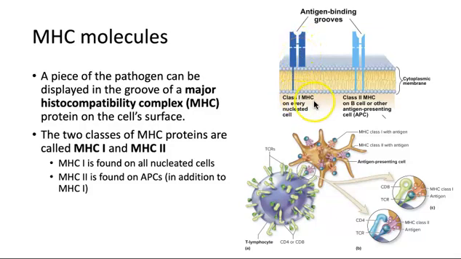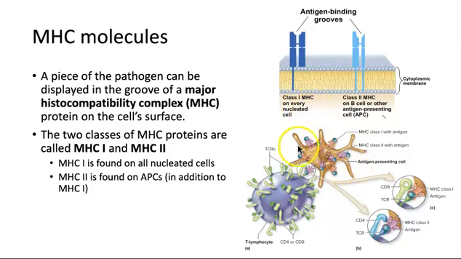Now we do have two different classes, Class 1 and Class 2. Class 1 is found on all of our nucleated cells. So you'll find it on a liver cell, a gastric cell, a muscle cell. Will we find it on a red blood cell? The answer would be no, because a red blood cell does not have a nucleus. Now, our MHC Class 2 molecules are only found on antigen-presenting cells. And these antigen-presenting cells will also have Class 1 MHC molecules because they are nucleated.